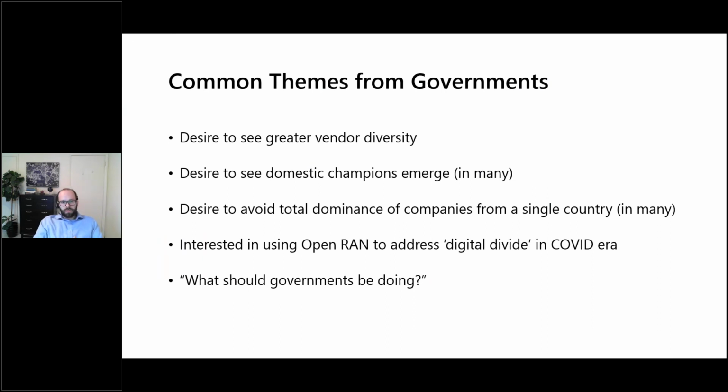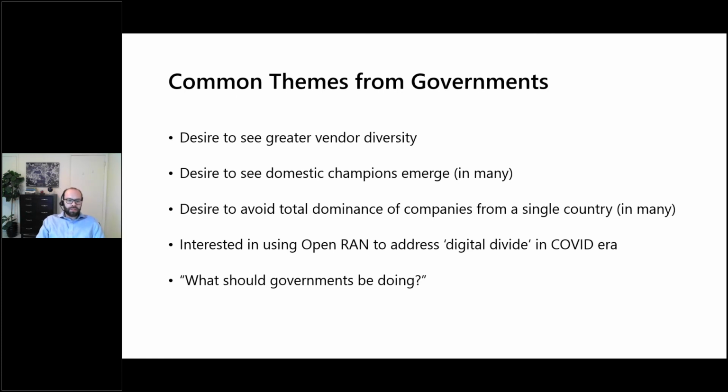So some common themes that we've pulled out from those discussions with governments. The first is across almost every government, I believe every government we've spoken to, there's a desire to see greater vendor diversity in the markets. The second, many see an opportunity here in terms of helping to facilitate the emergence of competitive companies domestically who can compete on a regional or global level. Natural inclination as we see a transition over to a different paradigm within the market.